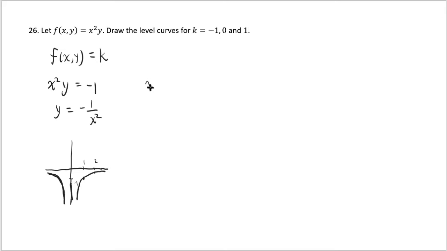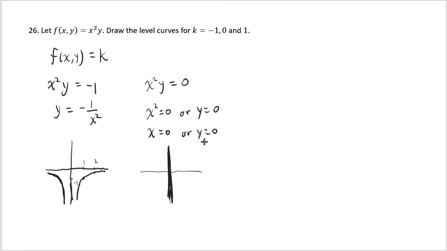On the other hand, if you have x squared y equals 0, well, if two things multiply to 0, then either x squared is equal to 0 or y is equal to 0. But x squared equal to 0 means x equals 0. x equals 0 gives you the y-axis, and y equals 0 just gives you the x-axis. So that's what you get at k equals 0.